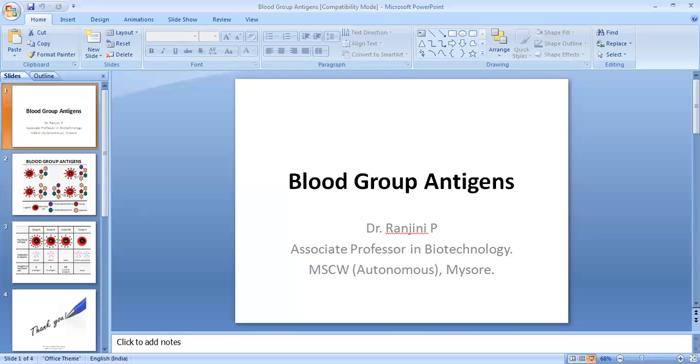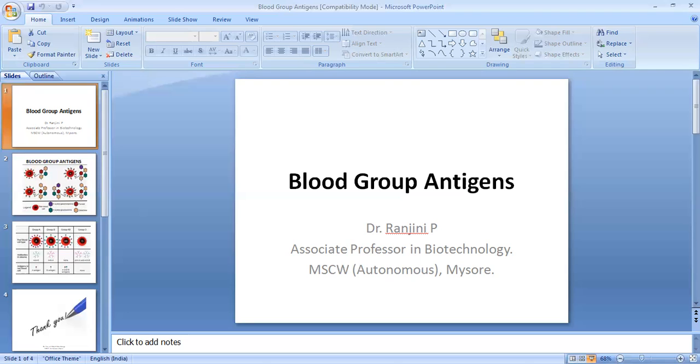Understanding of antigen A and antigen B, as well as the anti-sera A and B in the blood serum, is very important because they play an important role in blood transfusion. This ABO blood typing was first described by Karl Landsteiner.